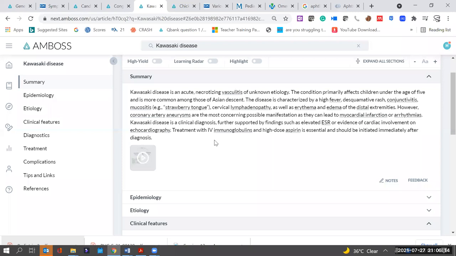Particularly, one of the findings is discoloration of the hand skin. Sorry, what skin? Hands. Discoloration of the skin of hands. See, because Kawasaki is a generalized vascular disorder, you will find overall body involvement. So you will find erythema all over the body, discoloration of the skin. Desquamation.